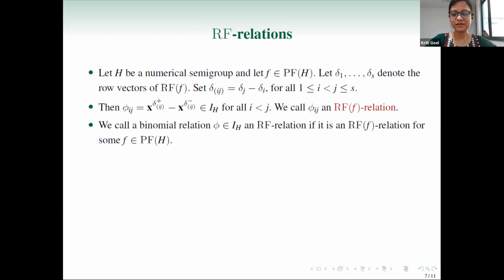So next, apart from this connection of Row-Factorization matrices with the generic toric ideal, there's also the other connection between matrices and the defining ideal, which is given by certain binomials. These binomials are what are called RF relations. If we have a numerical semigroup and a pseudo-Frobenius number, we have a Row-Factorization matrix. Let delta 1 up till delta S denote the row vectors of the Row-Factorization matrix, which is an S cross S matrix. By delta ij, we denote the difference of the jth row with the ith row.